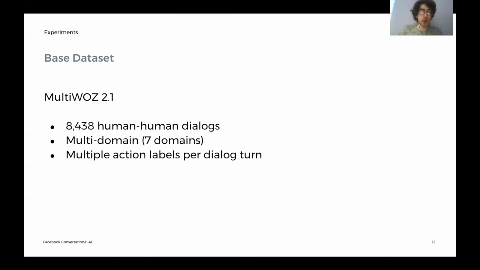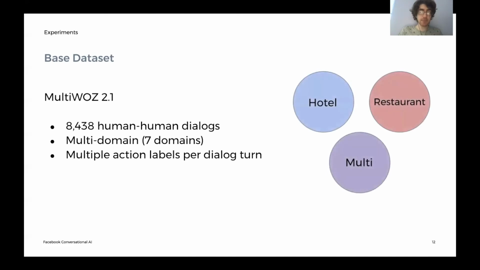To validate our n-best interactive learning approach, we used the MultiWOZ 2.1 dataset, which contains about 8.4 thousand task-oriented dialogues in a variety of domains. We pre-trained a policy model on the dataset and sampled tasks from three domain types for n-best data collection and evaluation. We used hotel, restaurant, and hybrid hotel-restaurant tasks in our experiments.